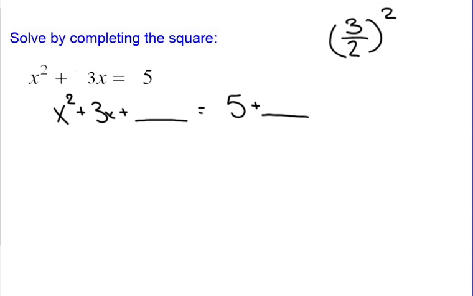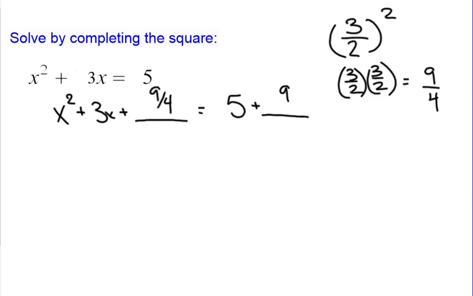So remember, when we're squaring, we're going 3 over 2 times 3 over 2, and when you multiply fractions, it's top with top, bottom with bottom. So we're going to get 9 over 4. So I'm going to add 9 over 4 to both sides. When we factor that, if you haven't noticed by now, our factors have ended up being our half of the middle number. So x plus 3 over 2 squared is equal to 9.